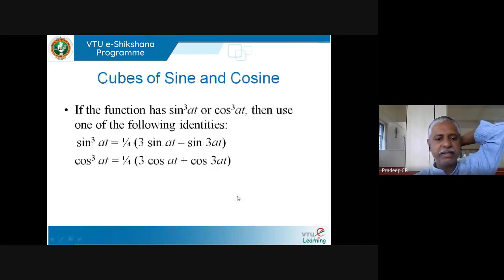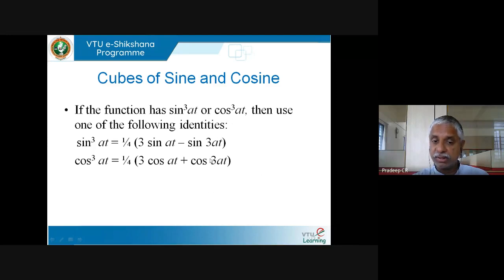Cos cube a is 1 by 4 times 3 cos a plus cos 3a. Similarly, sin cube a is 1 by 4 times 3 sin a minus sin 3a. You must have seen these formulas when you studied the sine of 3x. Sine 3a is something, right? 3 sine a minus 4 sine cube a. That you must have seen in your PUC. So that is what we are using.